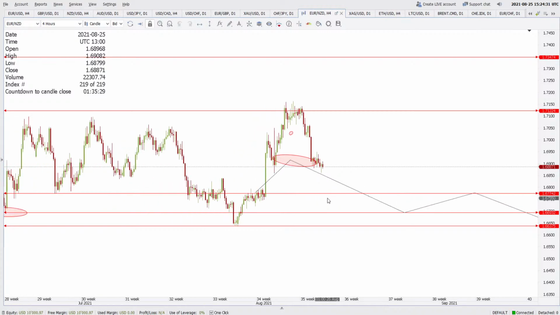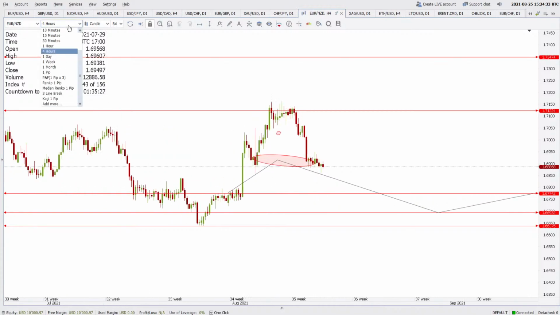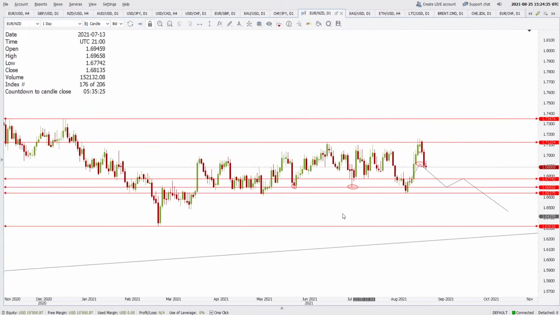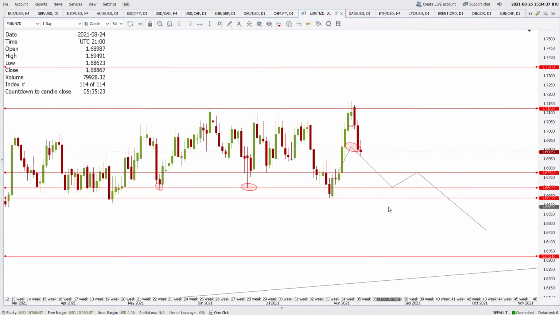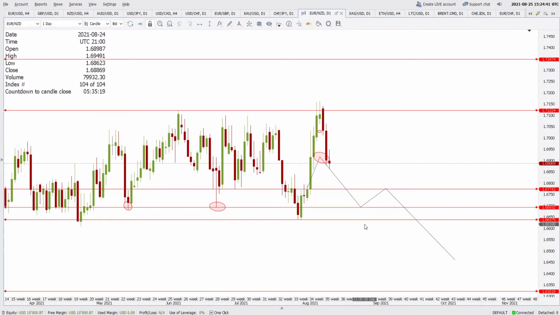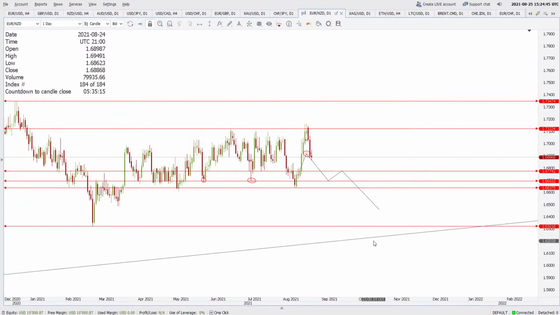And if that is broken on the daily closing basis, then the next target in this market will be 1.6693 and 1.6637. And if the candle closes below that, then 1.63216 is the ultimate support for the price in the coming days. On the upside, we have resistance sitting at around 1.71224 region.